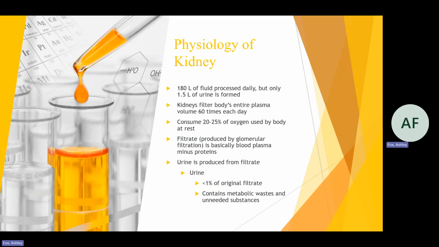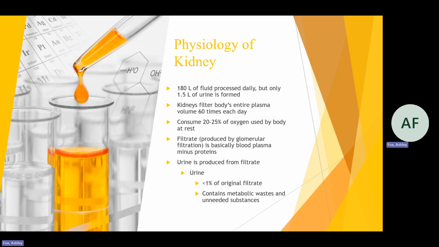So now we're going to talk about what exactly each section of the nephron does to make urine. Through filtration and picking through what the blood has in the plasma, 180 liters of plasma is processed daily, but you only make about a liter and a half of urine each day. And this is on average, there's variation. So the kidneys actually look through the plasma about 60 times each day.